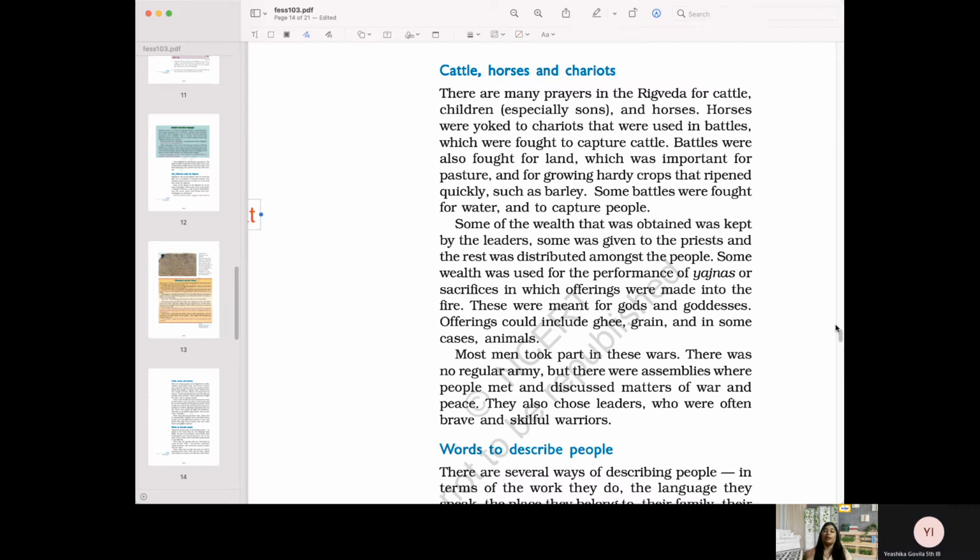Then next we discussed that battles took place in which men took part, right? Skillful warriors, brave warriors were there.